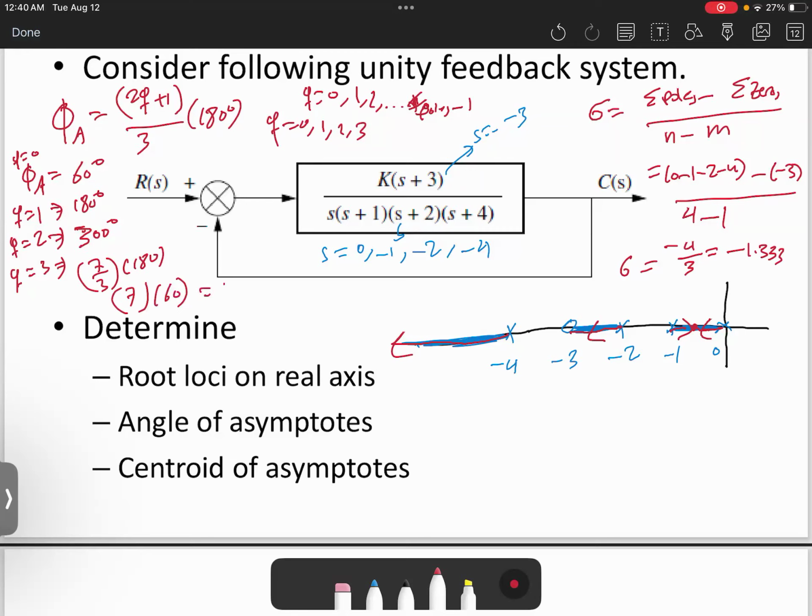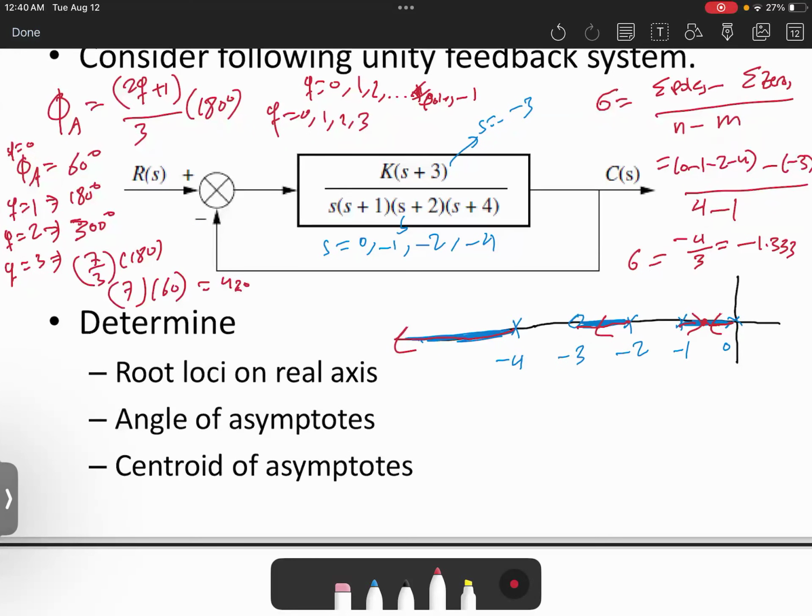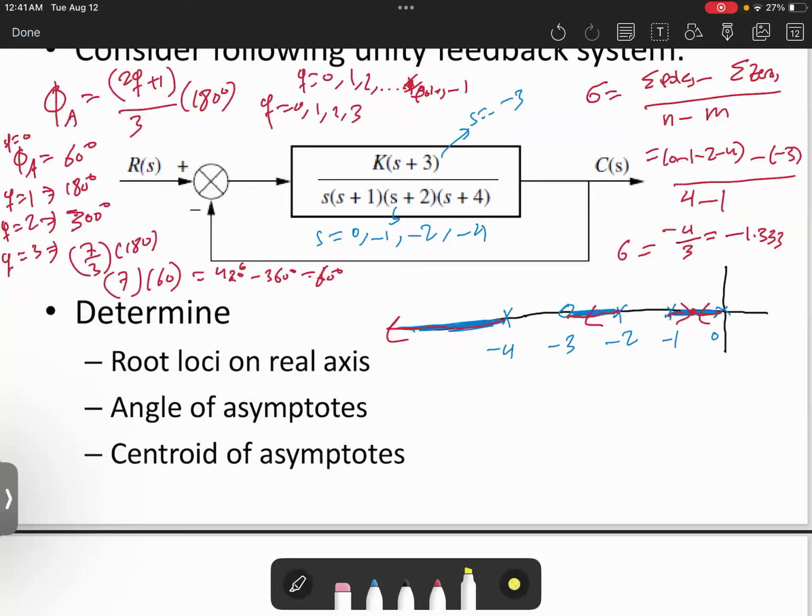Which will be 7 times 60, 6 times 7, 420. Then subtract 360 degrees. It will be 60. Just like what I said, 60 degrees. So when we look at it, the 180 degrees has already been achieved here and here.